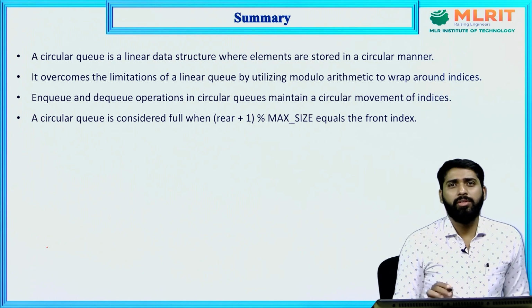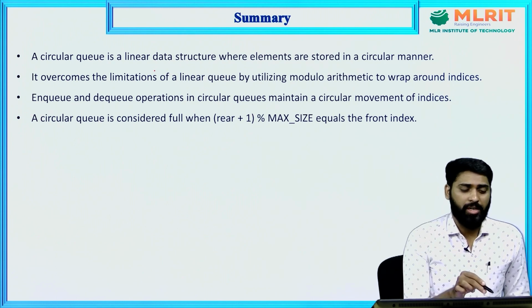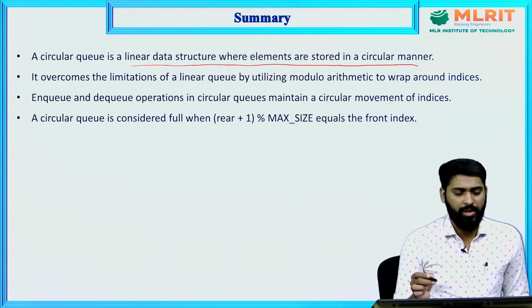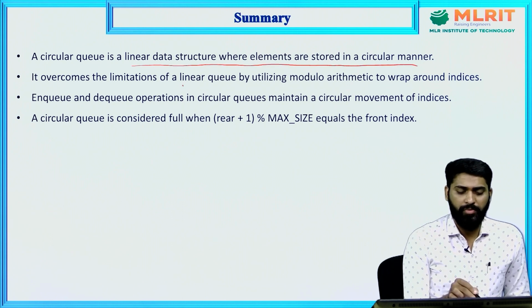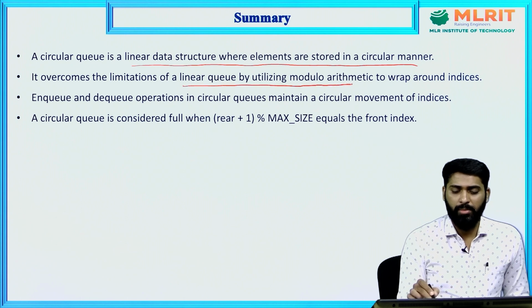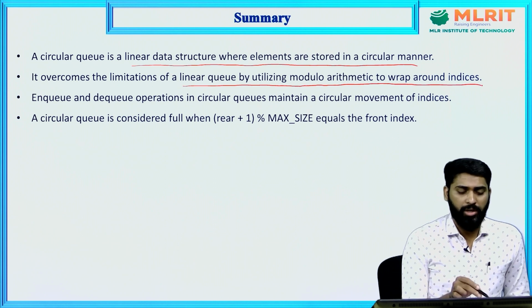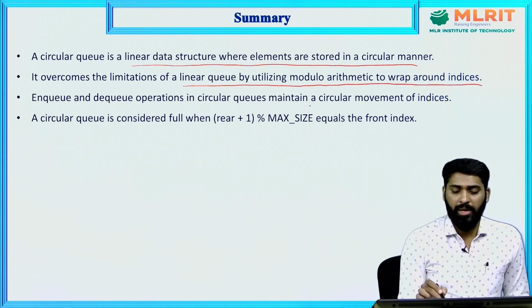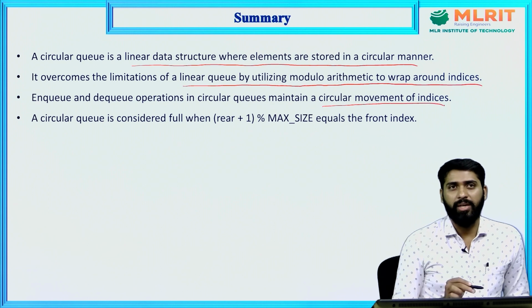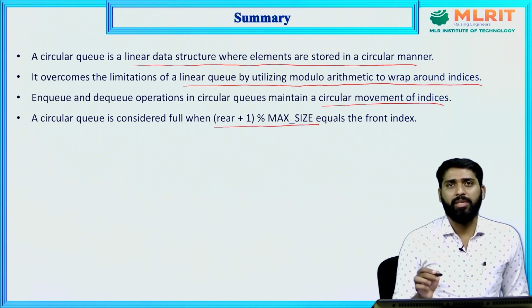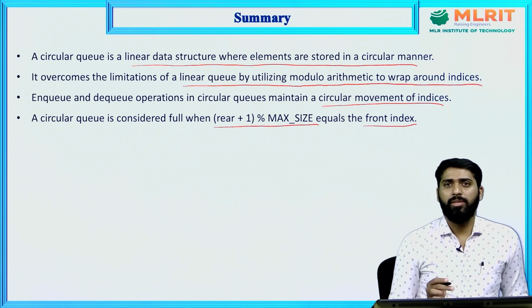So coming to the summary of today's lecture, a circular queue is a linear data structure where the elements are stored in a circular manner. It overcomes the limitations of a linear queue by utilizing modulo arithmetic to wrap around indices. So NQ and DQ operations in circular queues maintain a circular movement of indices. A circular queue is considered full when rear plus 1 percentage max size equals the front index. In the next class we are going to learn about priority queues.